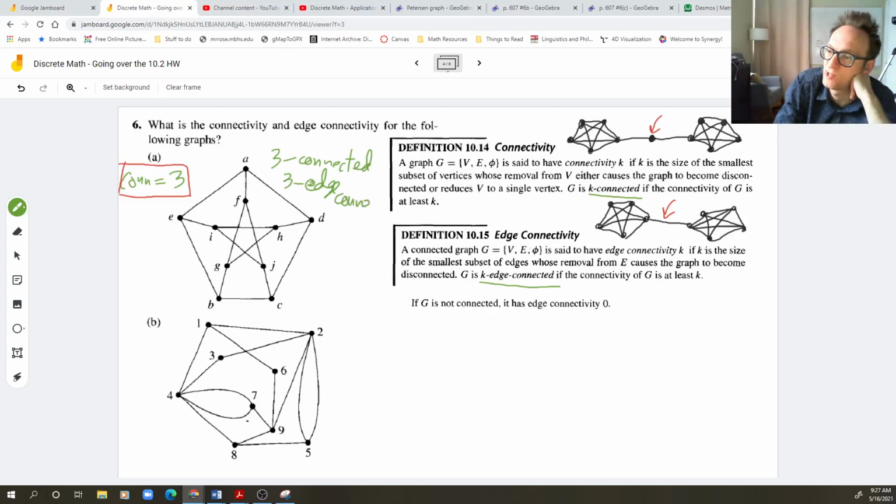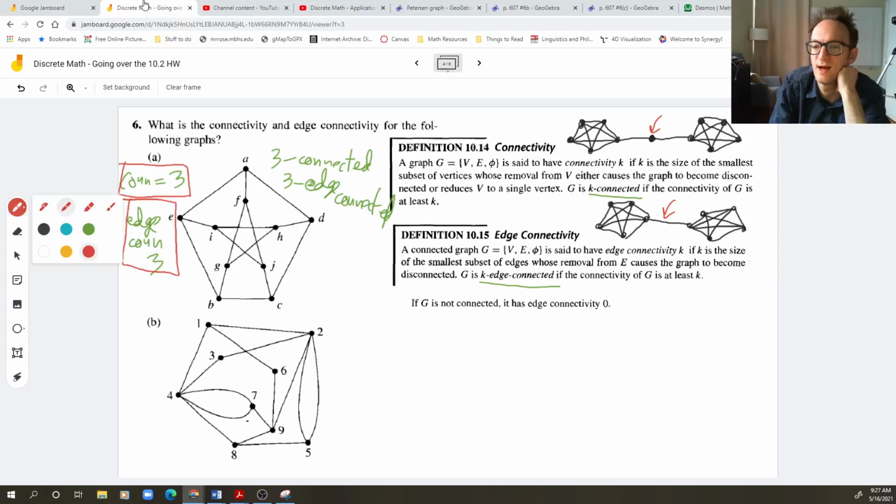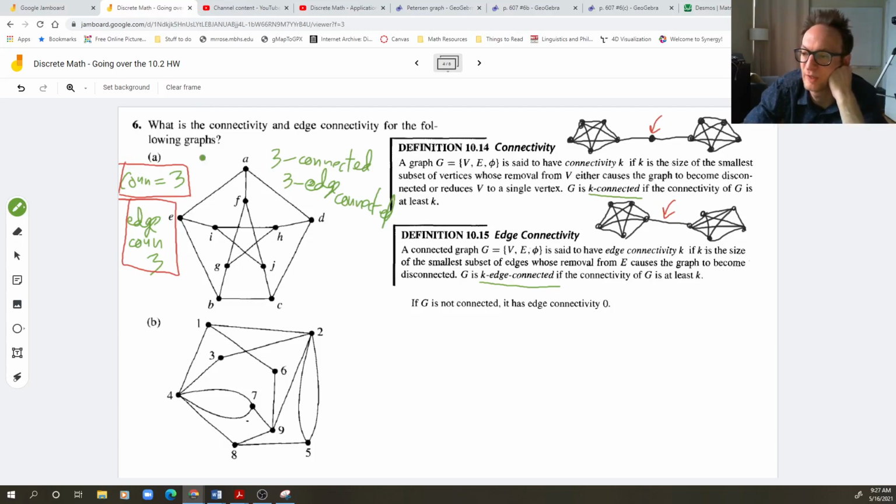Okay, so that was maybe a little bit fun, but maybe a little bit not fun. Edge connectivity 3. I think we've now explored this concept pretty seriously. Okay, good. Continuing, what about this goofy graph over here?